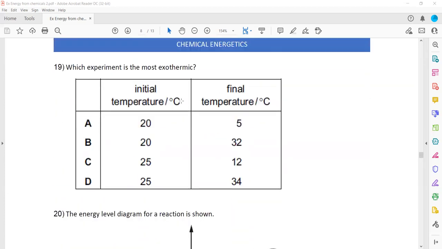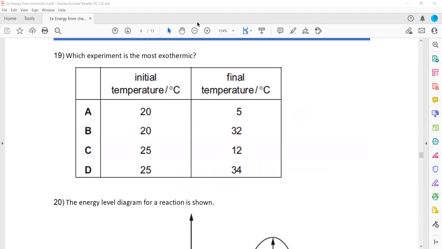Which experiment is the most exothermic? Initial temperature 20, final is 5. So A cannot be an answer, because A is an endothermic reaction. 20 changing to 32 is a 12 degree change in temperature. 25 changing to 12 cannot be, because it's also endo. 25 changing to 34 is exothermic, but only 9 degrees.